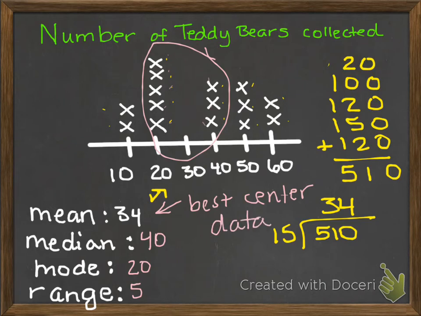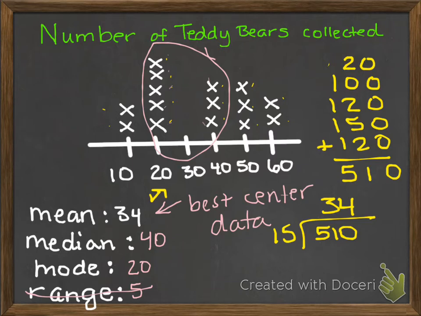So you don't want to just read that question as the center and say, oh, median. And one that you should be able to cross off the list right away is range, because that's not a measure of center. That's a measure of variability or variation.